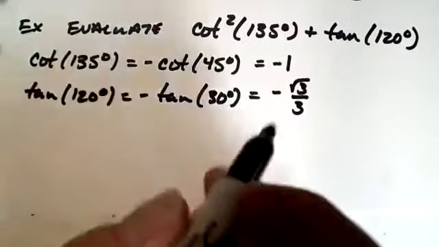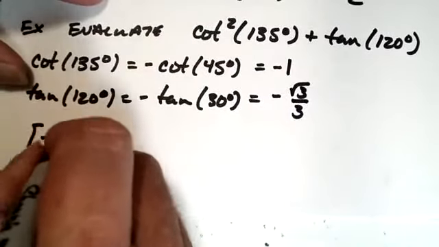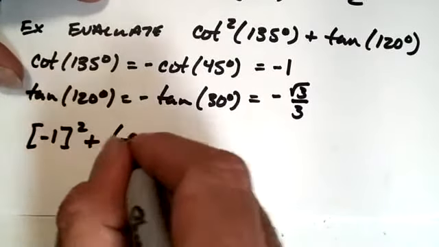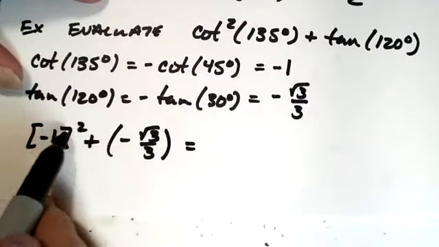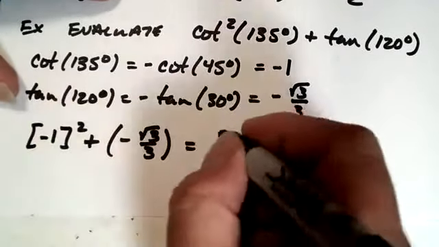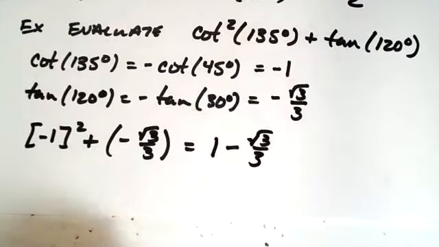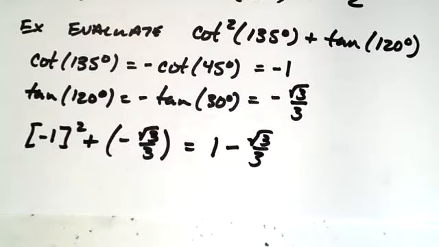So when you evaluate this, you end up with basically -1 squared plus a negative root 3/3. When you square a negative number, it becomes positive, and so you're just left with 1 minus root 3/3, which is not terribly satisfying. There are some in the book where they got them so that the numerators cancel and things like that.